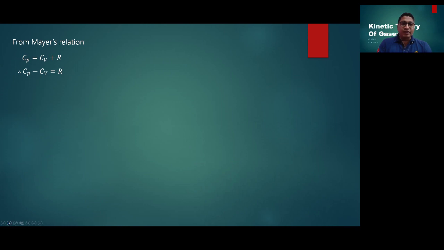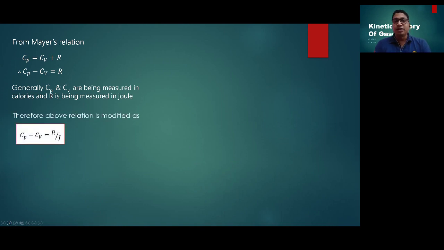So what we can do is express R in terms of calories, and for that we can modify the equation as Cp minus Cv is equal to R by J. Otherwise, in a numerical you have to take care of that: either you convert calories into joules or joules into calories. You cannot take two different units and solve the numerical. So the first thing is that we can modify the equation as Cp minus Cv equal to R by J.